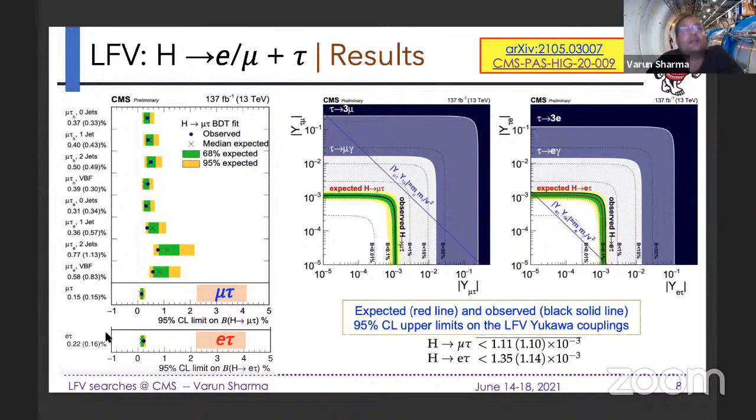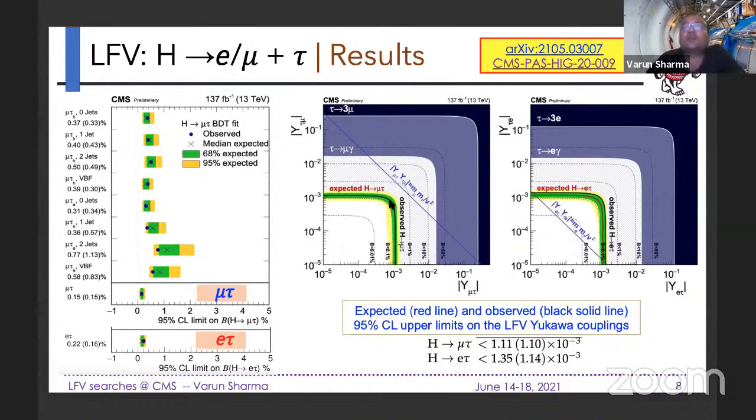If you look at e tau, I show the combined result, where there also you see an observed 0.22% as compared to 0.16% expected. Based on these branching fraction limits, these are translated into limits on the off-diagonal Yukawa terms. And you see here the observed and expected are almost the same for mu tau.